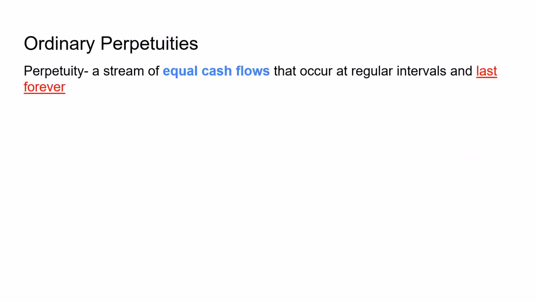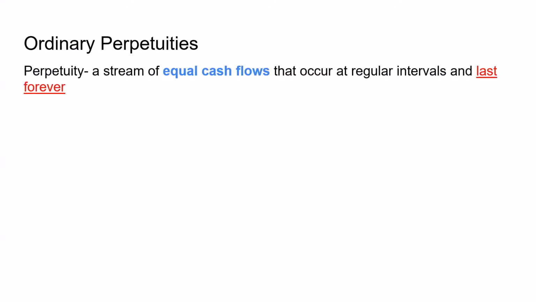Now let's take a look at perpetuities. An ordinary perpetuity is a stream of equal cash flows that occur at regular intervals and last forever. The key thing to remember is that ordinary perpetuities have equal cash flows, which is bolded and written in blue, and they go on forever, which is underlined and written in red. The underlined red text is how I can differentiate perpetuities from annuities, and the bolded blue text is how I can differentiate ordinary perpetuities from growing perpetuities.